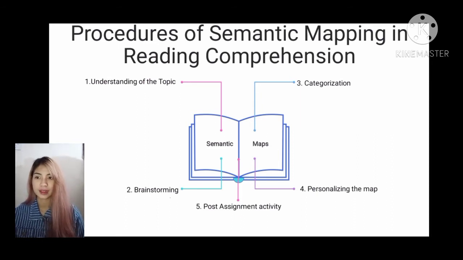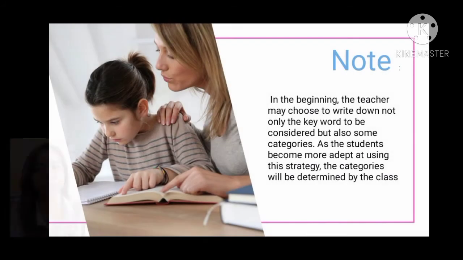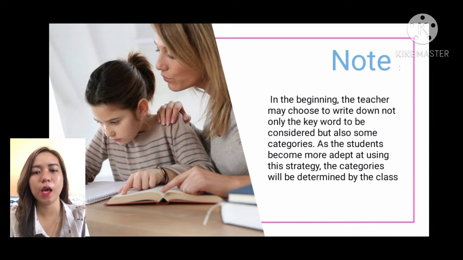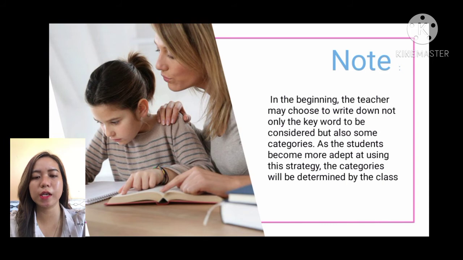The fifth is post-assignment activity. After the students understand how to do mapping in reading comprehension, the teacher will give the students an assignment to evaluate how far they understand semantic mapping. Note: in the beginning, the teacher may choose to write down not only the keyword to be considered but also some categories. As the students become more adept at using this strategy, the categories will be determined by the class.